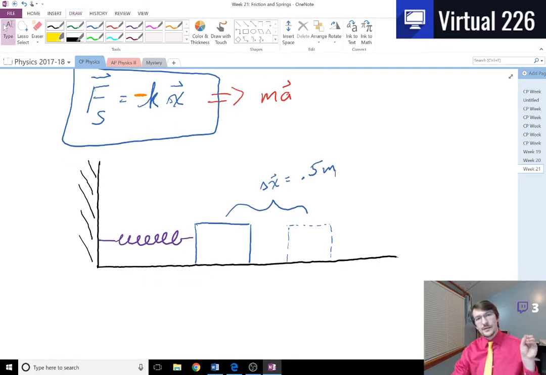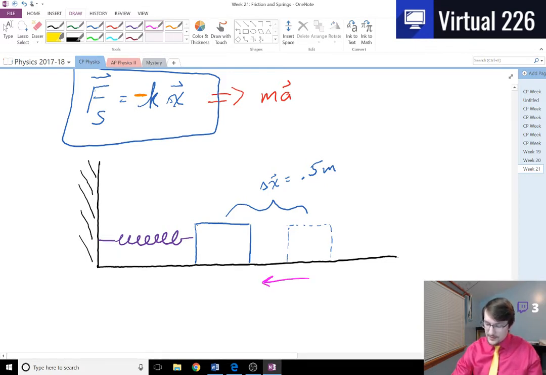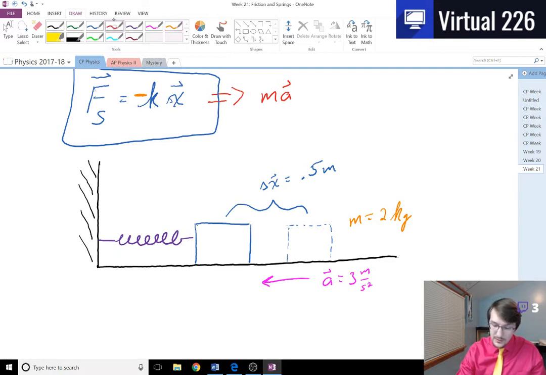When it is let go, if you imagine letting it go, you know the block's going to snap back like this. But when it's let go, it's going to accelerate at 3 meters per second squared in that direction. And let's give the block a simple mass. Let's say its mass is equal to 2 kilograms. What I'd like to know is, what is the spring constant of this spring?